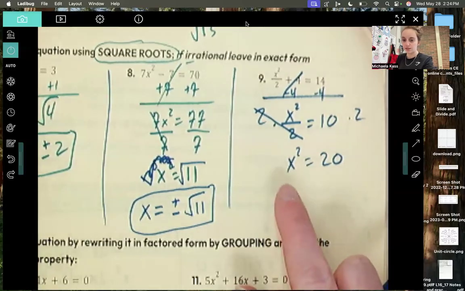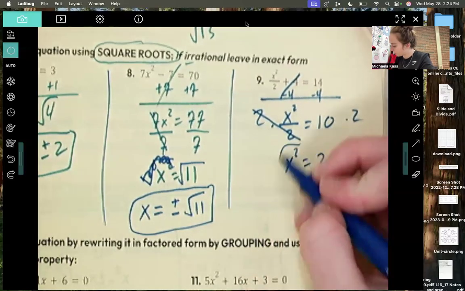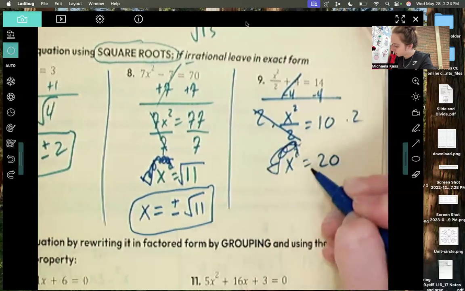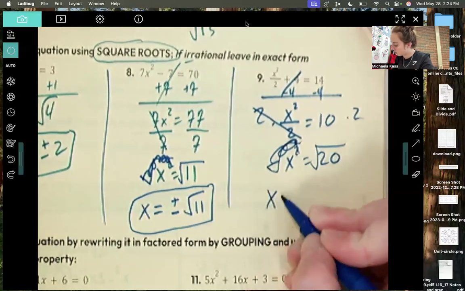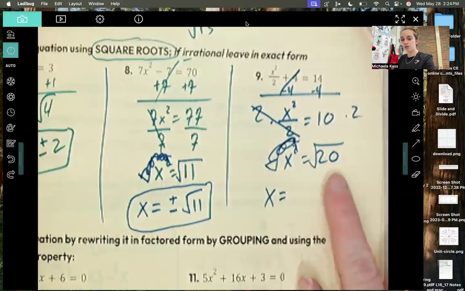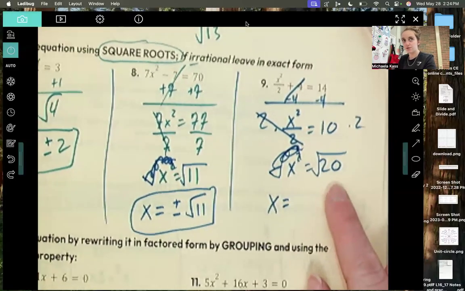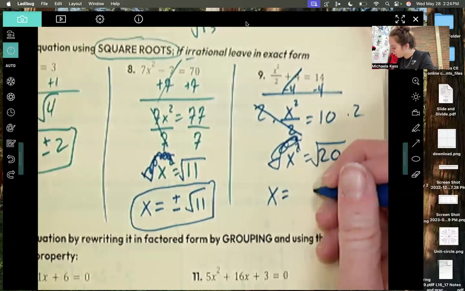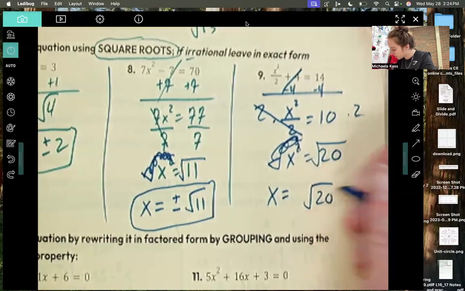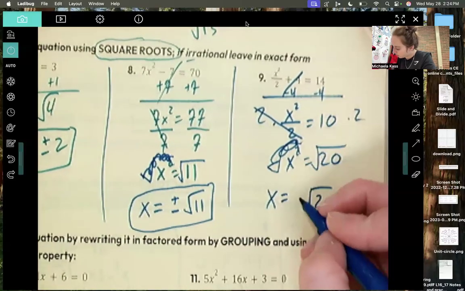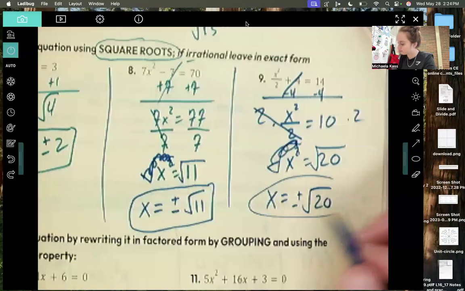Now, x squared is isolated. How do you get rid of it? You square root both sides. Explode, boom. Square root this side. You got x equals, is the square root of 20 a nice number? It's not. Okay, so we have the square root of 20, but we don't just leave it like that. We put plus or minus in front.